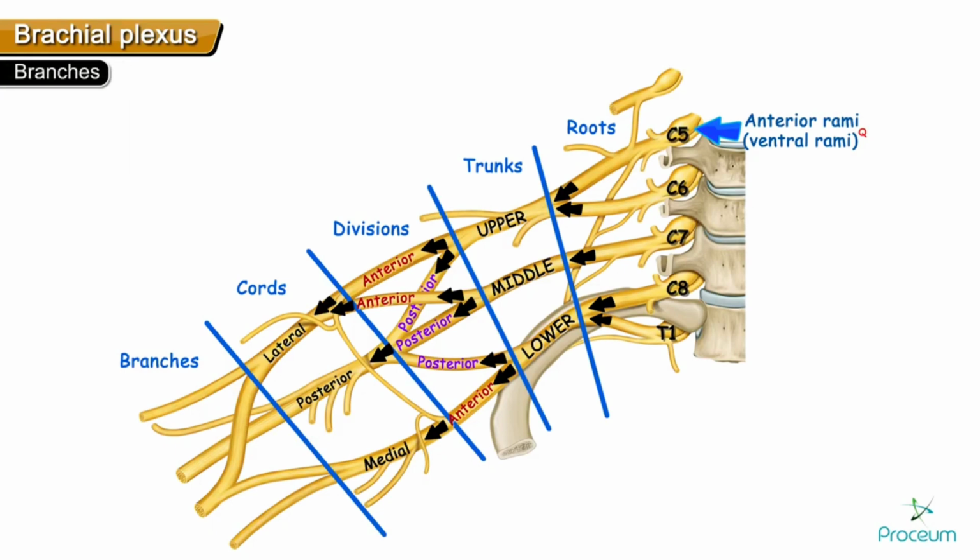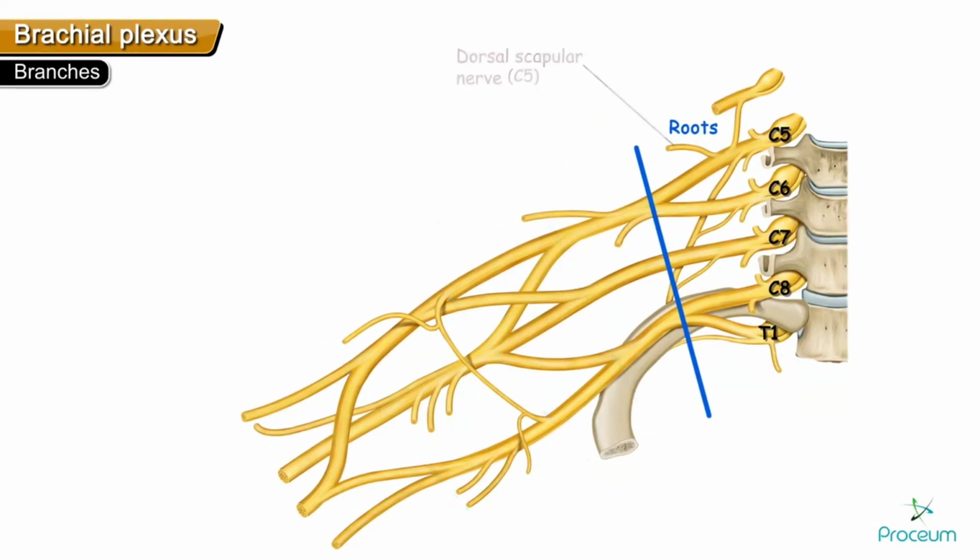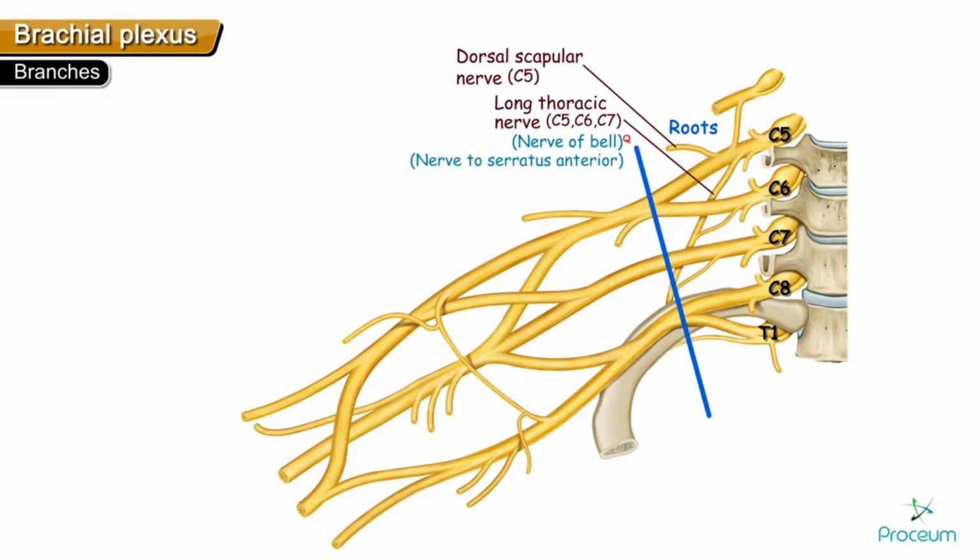Now coming to the branches of the brachial plexus. Branches from the brachial plexus can arise from the roots, from the trunks and the cords, but there are no branches from the divisions. The branches that come out from the roots of the brachial plexus are dorsal scapular nerve, which takes origin from the C5 root. Long thoracic nerve, also called the nerve of Bell or the nerve to serratus anterior. Long thoracic nerve takes origin from C5, C6 and the C7 roots of brachial plexus.